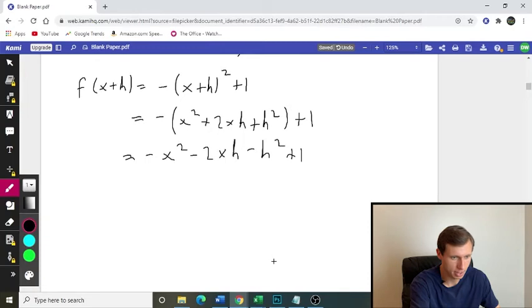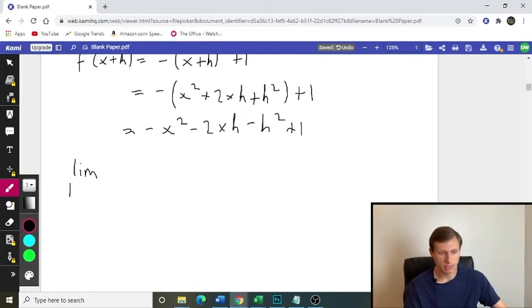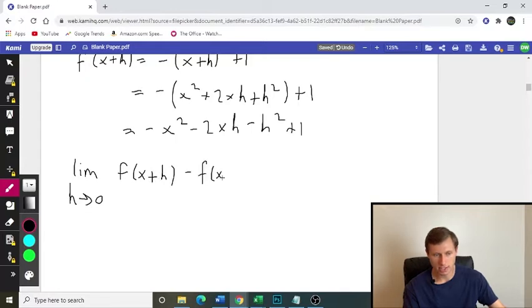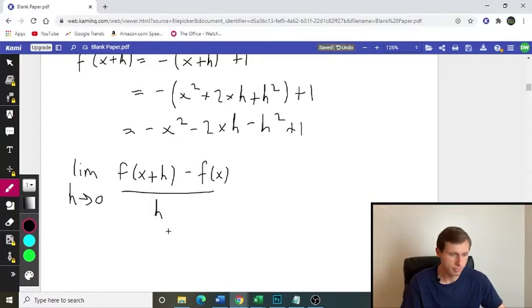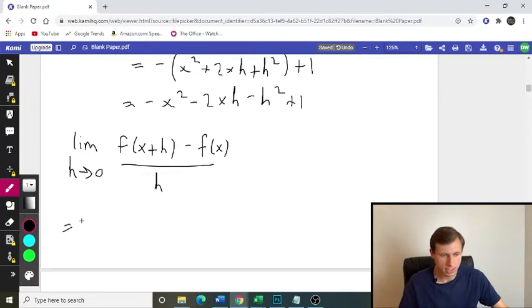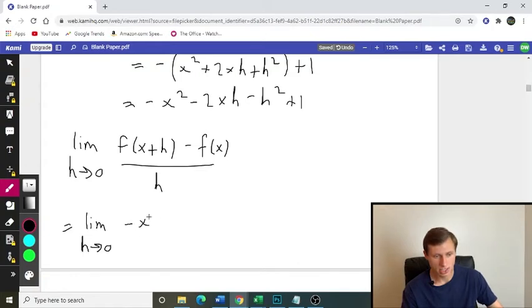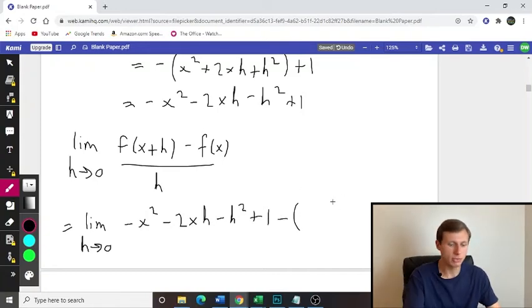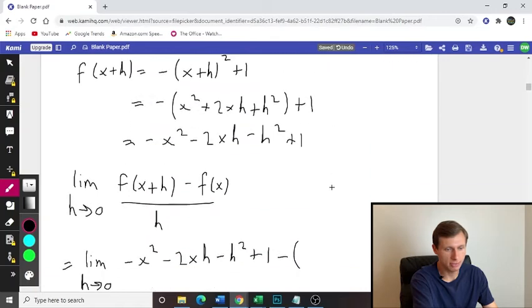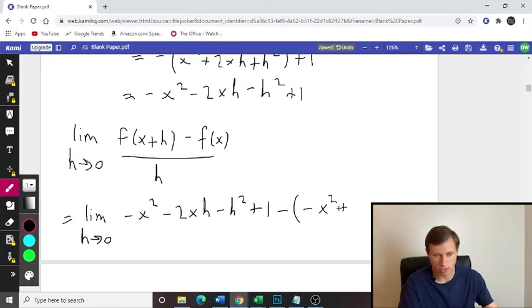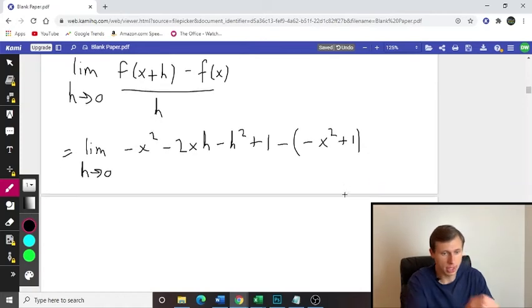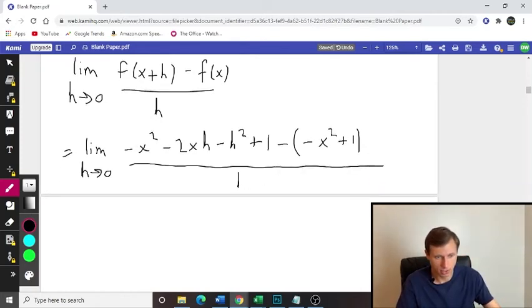So now we have everything we need to say limit as h approaches 0 of f of x plus h minus f of x divided by h. And so what that's going to become is limit as h approaches 0 of f of x plus h was negative x squared minus 2xh minus h squared plus 1 minus the quantity, whatever f of x was, which we said was negative x squared plus 1. Negative x squared plus 1. We're going to have to distribute that, and then we get all over h.